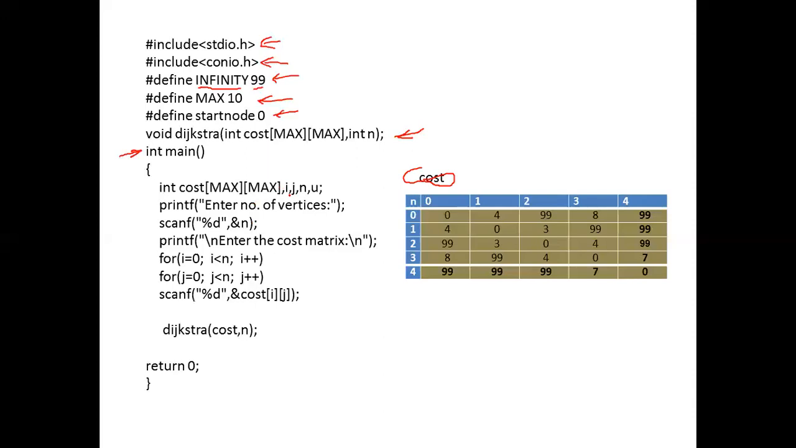Then after that, I'm using some other variables like i, j. These are used for the looping purpose. And n. This is a variable used for how many nodes you want to perform. So that will be stored in n. Once I go ahead with the next statement, here you can observe the next statement is printf enter the number of vertices. Vertices are nodes.